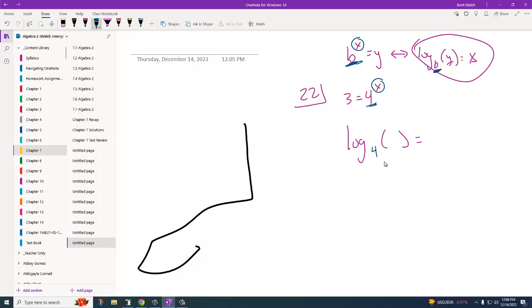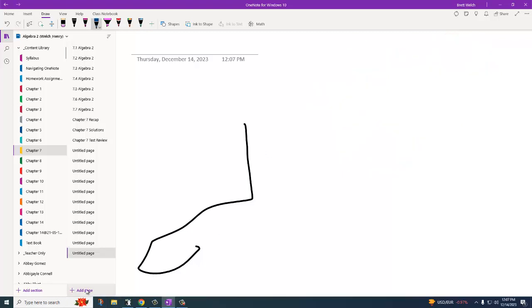So 4 would be my base. And then the y is what ends up in the parentheses, and y is what the exponential is equal to. Well, my exponential 4 to the x is equal to 3, so 3 is going to go in the parentheses, and that will equal the exponent x. You could evaluate this, but I'm not asking you to. I'm just asking you to write it as a logarithm. This little line is not going to go away, but that's okay. We can work around it.